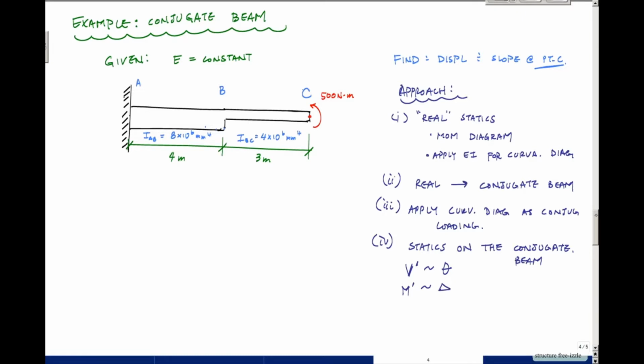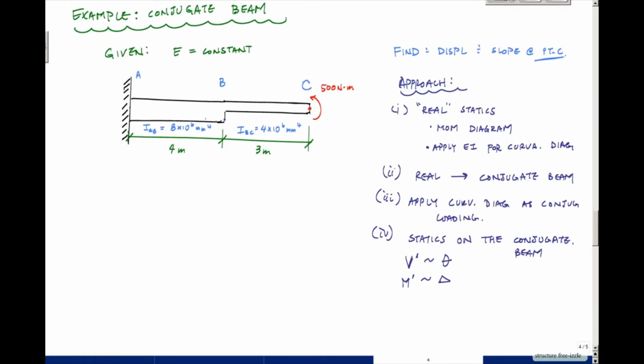So here, let's go ahead and do it. The first thing we want to do is apply our statics. So one is our basic statics on the real beam, statics on real right here. And this is simple.